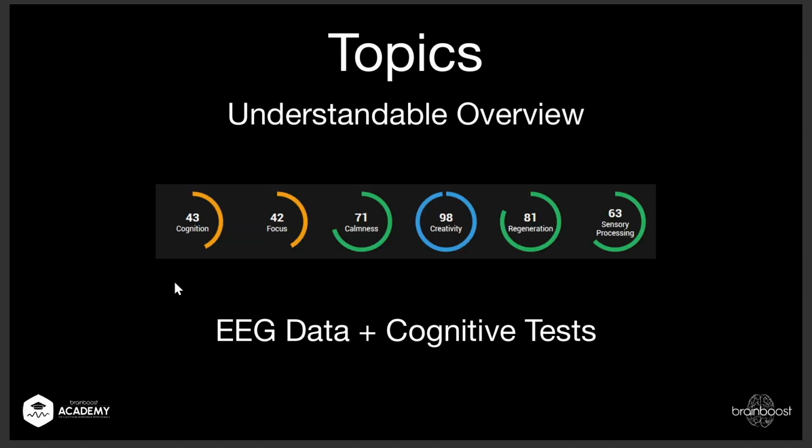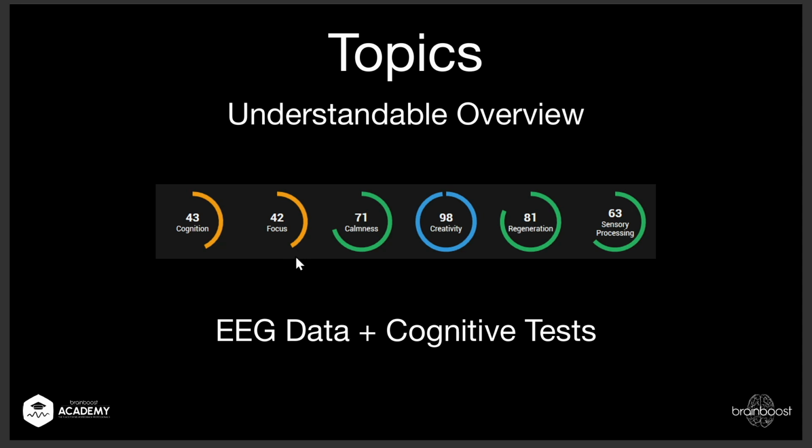topics. Just to filter this out, we have 6 different topics. There might be new ones coming, there might not. I think this is a pretty understandable way of displaying some categories or topics to your clients and to yourself. So we decided to set up 6 categories, and they have names like cognition, focus, calmness, creativity, regeneration, and sensory processing. All of them consist of EEG data together with cognitive tests.